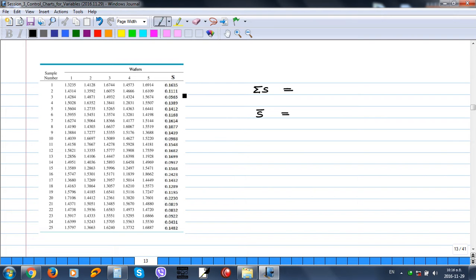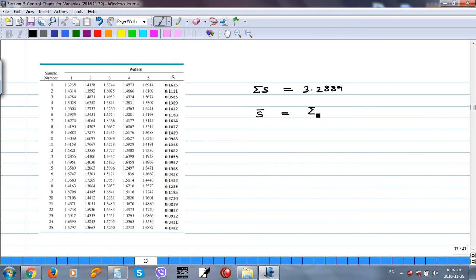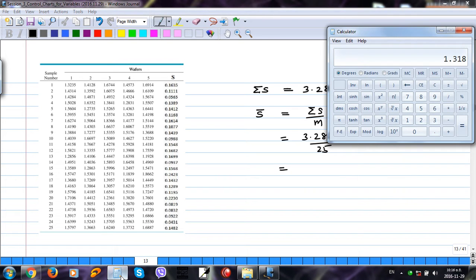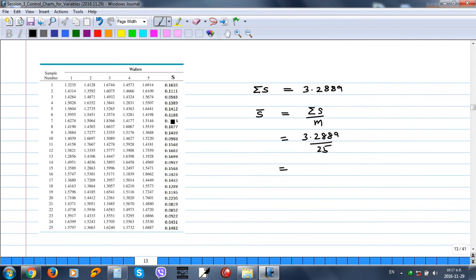After finding the standard deviations, you have to find the sigma s. It means you have to add all of them. If you add them all, you can take the sigma s as 3.2889. Then you have to find the s bar. S bar means sigma s over m. Now the value is 3.2889 divided by m, where m equals 25. So 3.2889 divided by 25 comes to 0.1316. Now you found s bar.